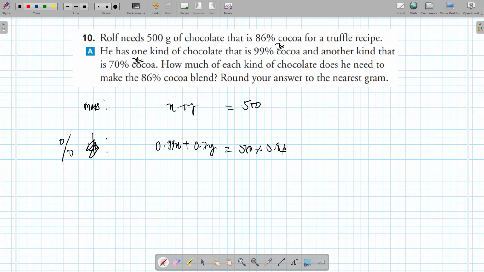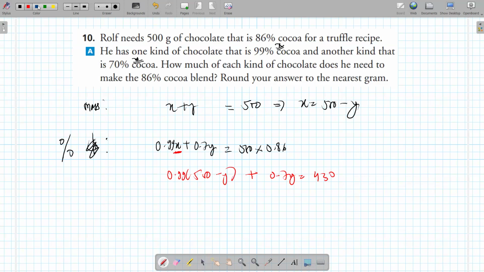So is this a substitution or elimination? Substitution. Substitution will probably be easier here. So let's say x is 500 minus y. We can replace this. So 0.99 times 500 minus y, and we've done this a few times. That's going to be 500 times 0.86. That is 430. All right, now we have a linear equation.